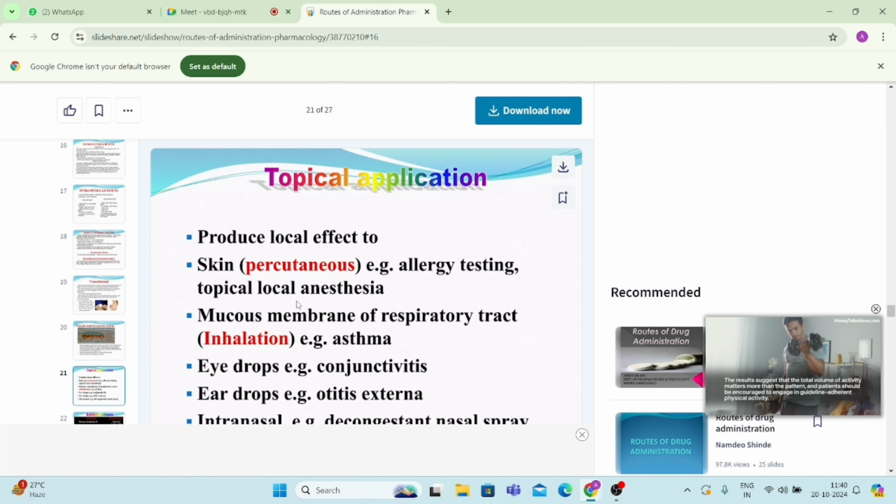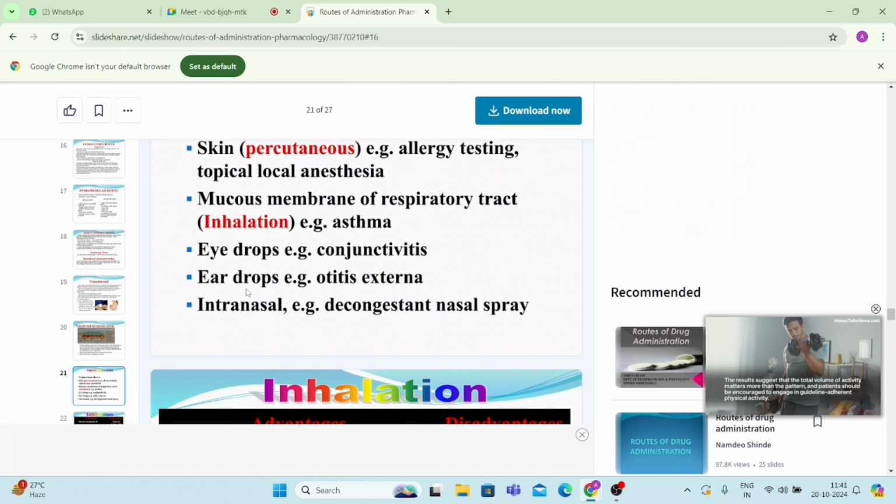Now next we have topical. Let us see what is topical application. Topical means, I already told you, that it will be placed on a specific site of the skin, right? So here, skin in the sense like where if you want to go with applying of any anesthetic or allergy testing, you can go with that method. And even if you want to go with the application on the mucous membrane of the nose, that is in case of asthmatic patients, we will do it.